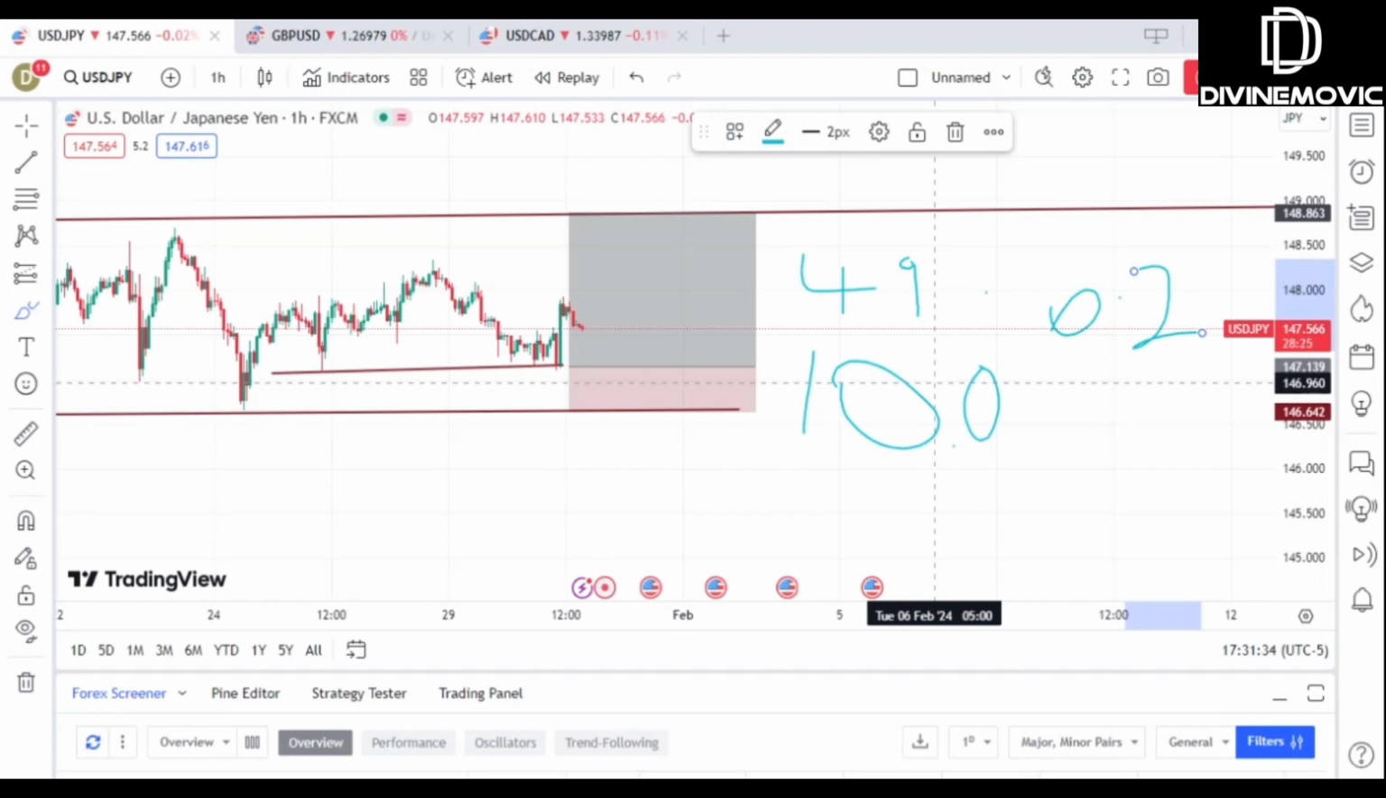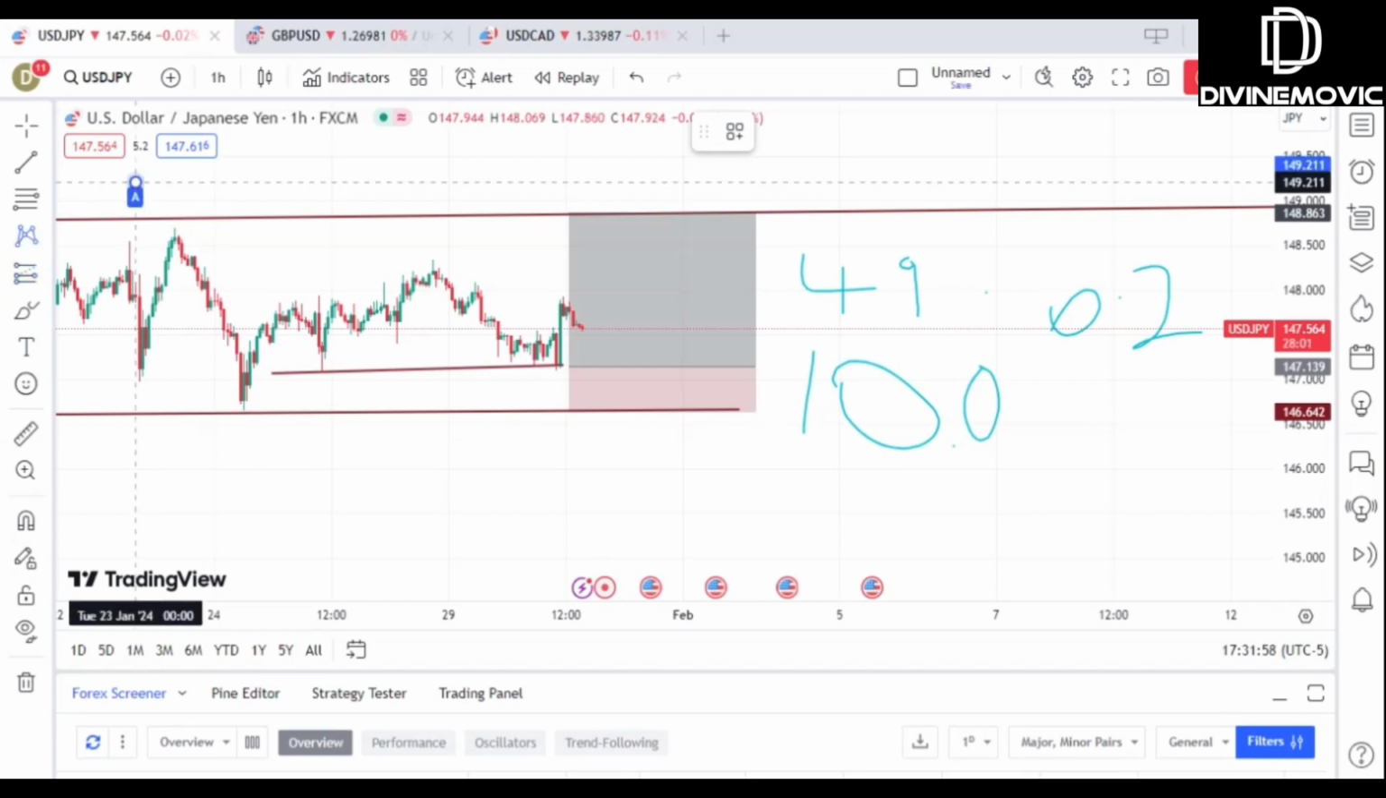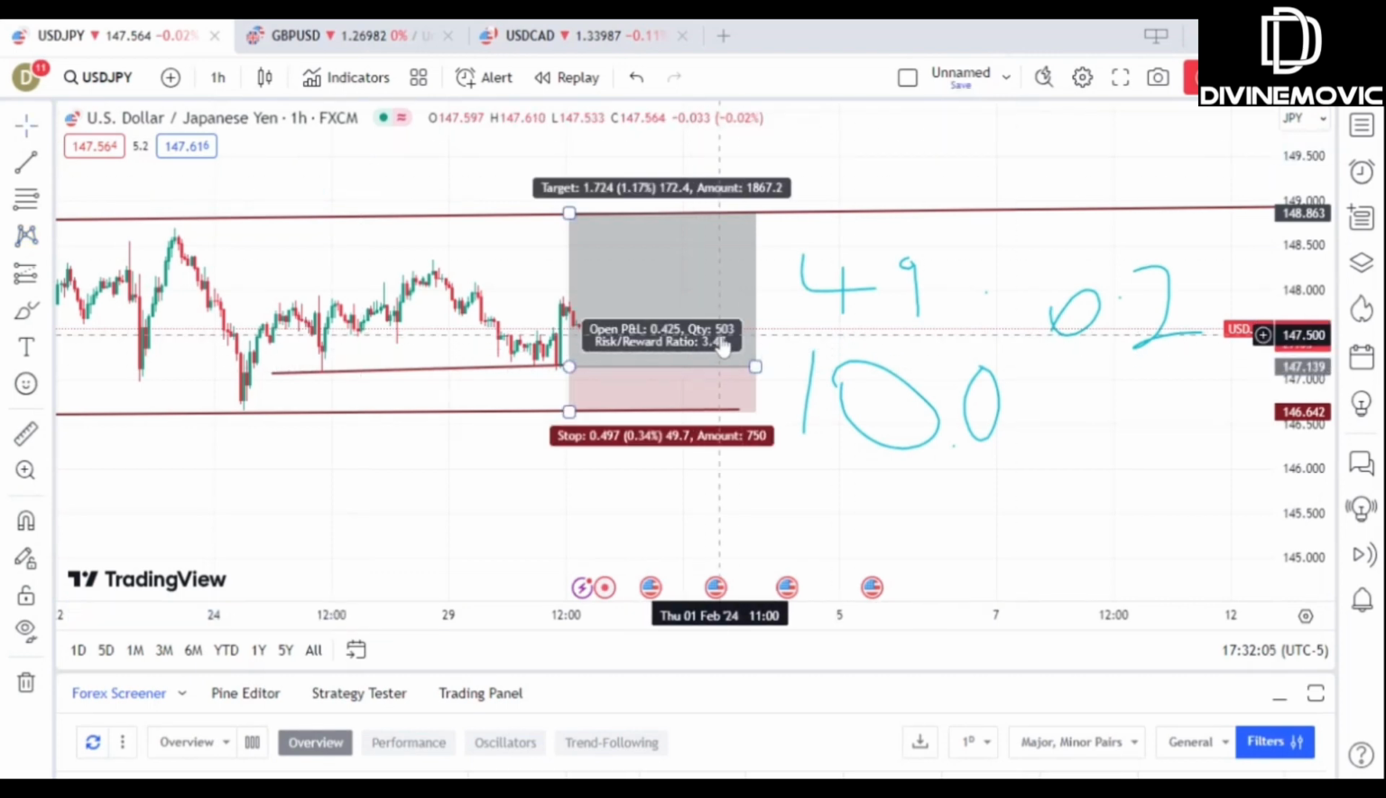Now, for instance, if we look at this setup, we can tell by calculating the pips how many pips our take profit is. But we can simply do that by tapping on this thing. Now we can simply tell what our take profit, or our target, is. Our target is showing us 172 pips, which tells us we're having a 1:3 risk to reward. As you can see here, it's already showing us our risk to reward is 3.